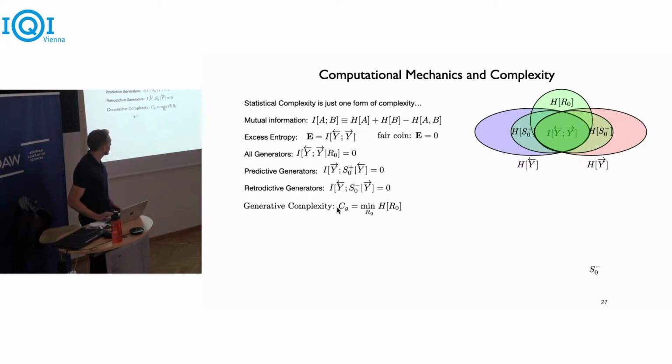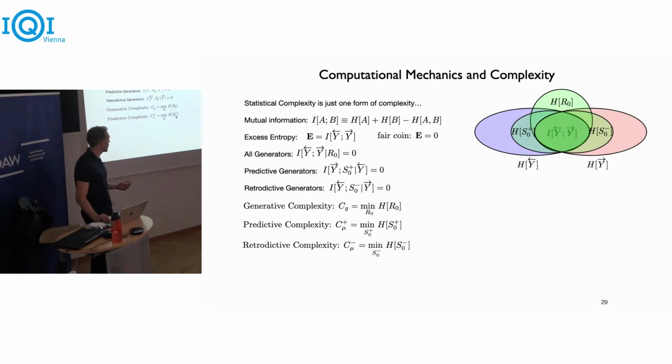So the generative complexity is the minimum over all generators of the uncertainty or the Shannon entropy of the generators. The predictive complexity is the minimum over all predictive models of the entropy of the causal states. And the retrodictive complexity has that same definition: the minimum over all retrodictive causal states, the minimum of the entropy of those retrodictive causal states.